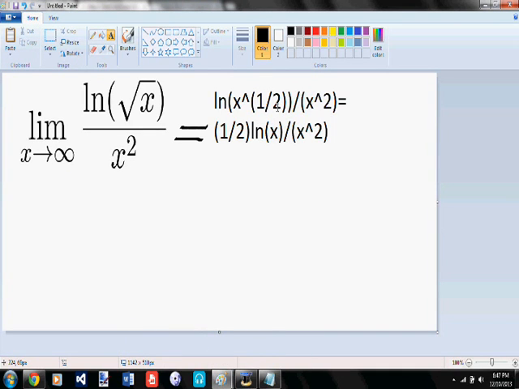And so this goes to infinity, and x squared, as x goes to infinity, just goes to infinity, because it's infinity squared, which is just more infinity. So we have infinity over infinity form. So let me write that out for you guys. We have infinity over infinity form.